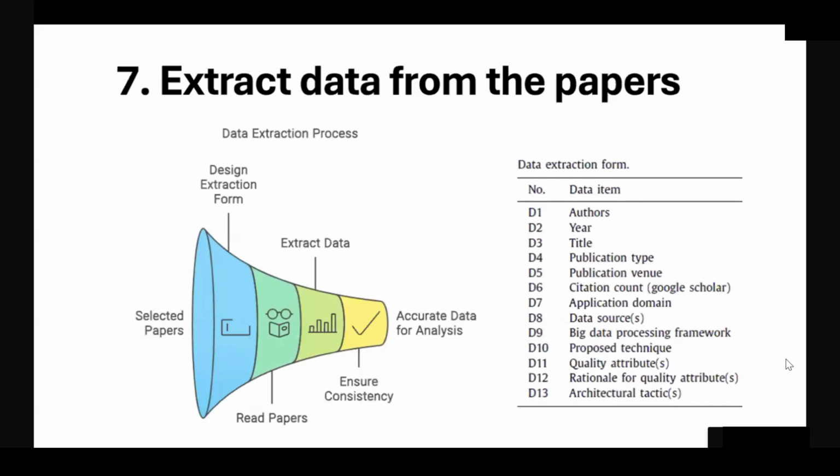In my case, I collected the metadata, like the author, year, title, and so on. But most importantly, I collected items such as the big data processing framework, proposed technique, and quality attributes, because these were the ones directly relevant to my research questions. Nowadays there are far better tools to use. At that time when I did this review, I used to extract data and put it in an Excel sheet.